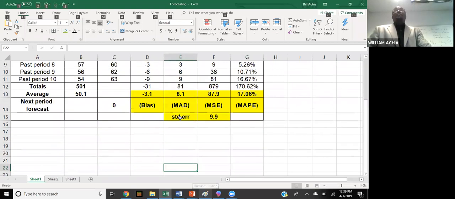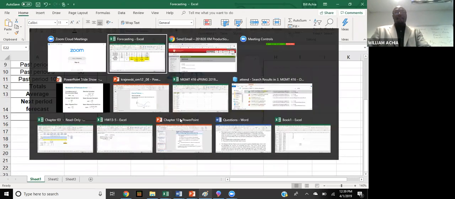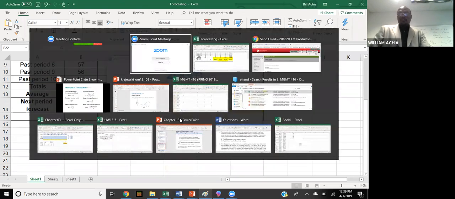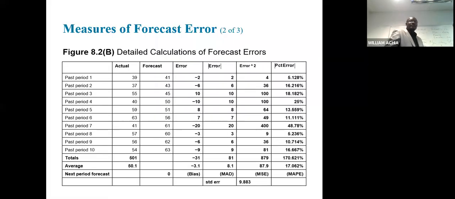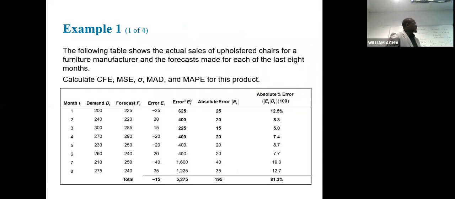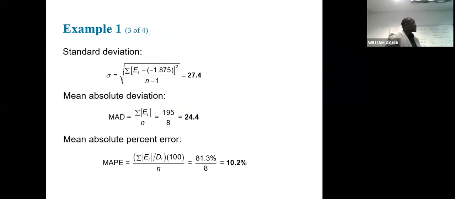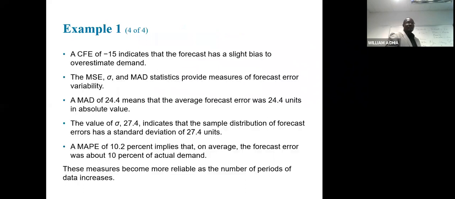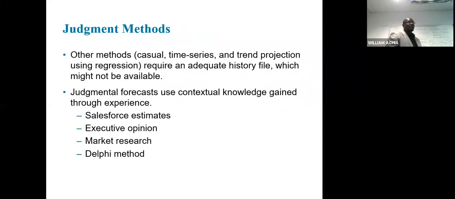Questions on the measures of forecast error? Because now I'd like to go into actual forecasting. Where are we? All right. So let's skip the subjective measures. And those subjective measures are important, especially when you don't have historical data. But let's actually look at some forecasting approaches that are commonly used.